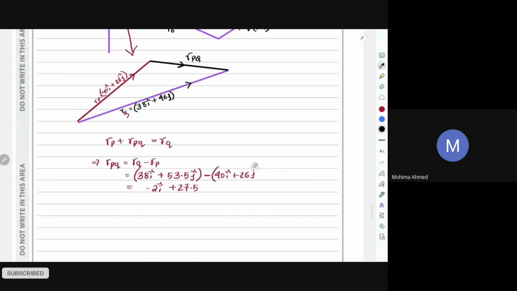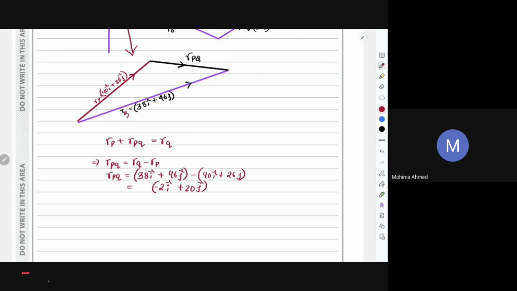So we have 46j, minus your 40i. So 38 minus 40 is what? Minus 2i. 46 minus 26 is going to be 20, right? Yeah, 46 minus 26 is 20. Positive 20j.